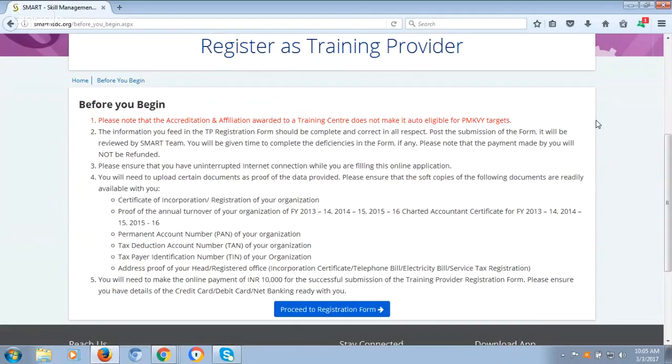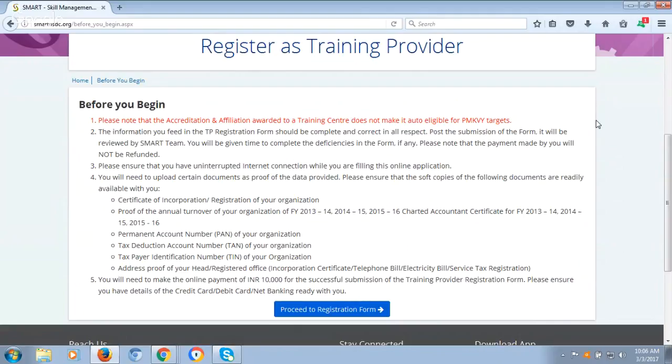Certificate of incorporation or registration of your organization, whether it is a government-funded body or a private body, and when it was incorporated or registered. Proof of the annual turnover of your organization for the financial years 13-14, 14-15, 15-16, with a chartered accountant certificate for these years. PAN number of your organization, TAN number, taxpayer identification number, address proof of your organization, registered head office certificate, telephone bill, electricity bill, service tax registration.